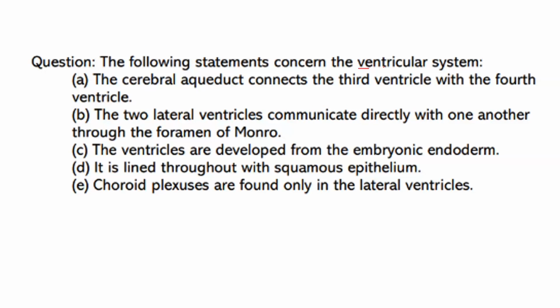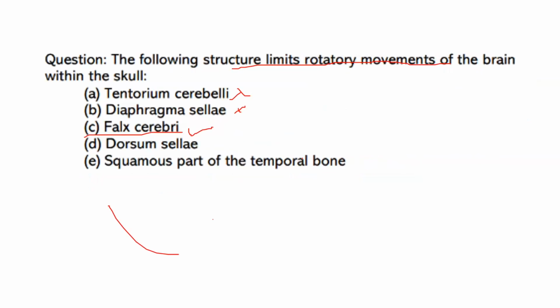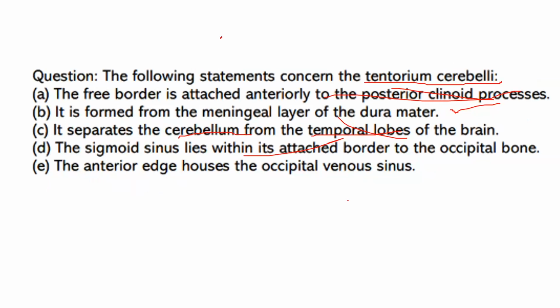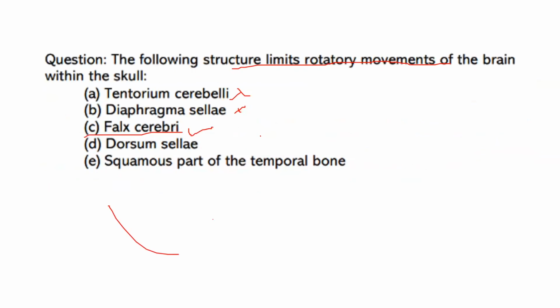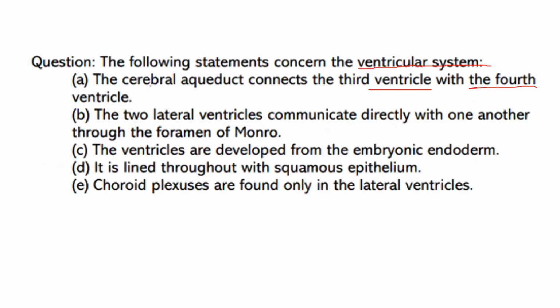The following statements concern the ventricular system. Cerebral aqueduct connects the third and fourth ventricle. I mean, yeah, it's not really. Yeah, it's not related to the sigmoid sinus at all. The cerebral aqueduct connects the third and fourth ventricle together. This is the correct answer. The two lateral ventricles don't communicate directly. The foramen of Monro connects them to the third ventricle.